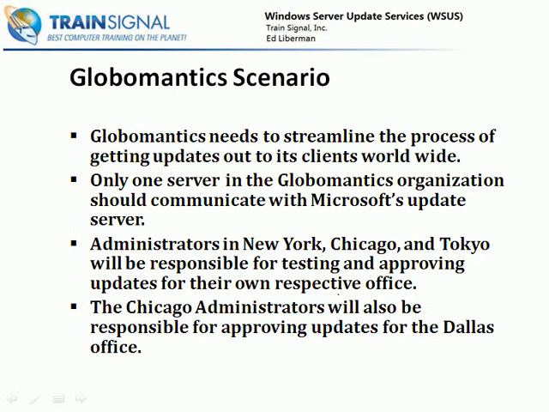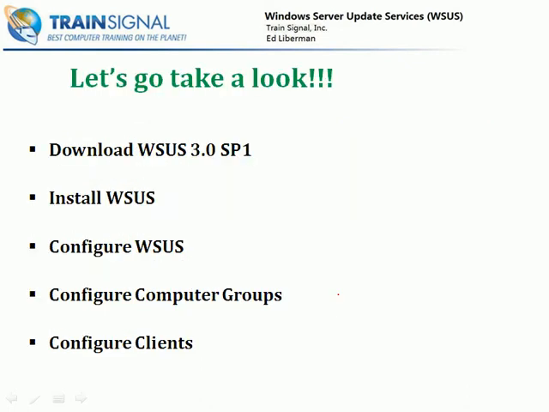Are you confused yet? All right, well, I'll tell you what. Why don't we go in and actually take a look at our servers and get this all set up? So what we're going to do is, first of all, we need to download WSUS 3.0 Service Pack 1. After we have it downloaded, we're going to install it. We'll need to then configure it, and when we're configuring it, I'm going to show you how the configuration is going to be slightly different in each of the different offices to meet the requirements that GlobalMantics has set up.